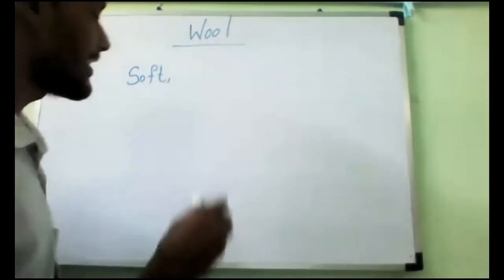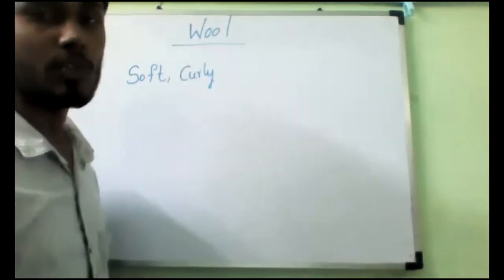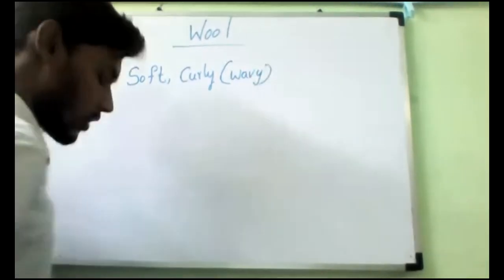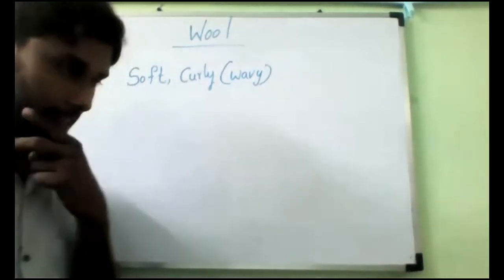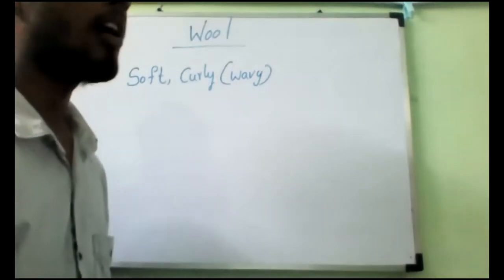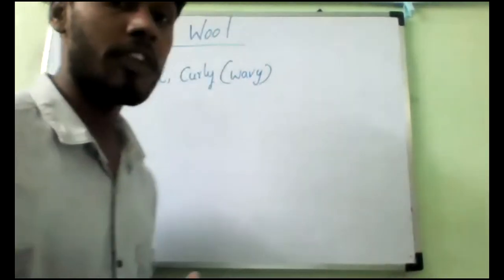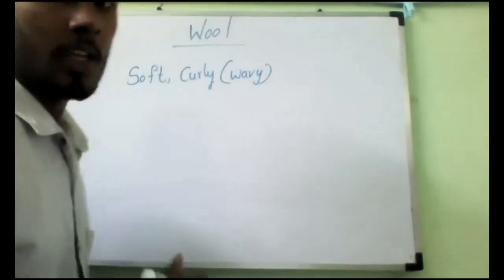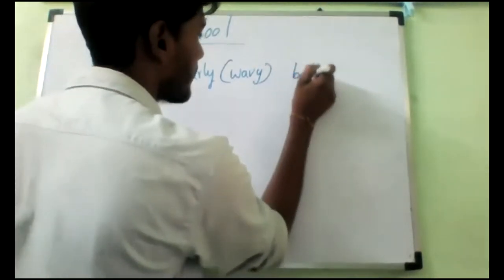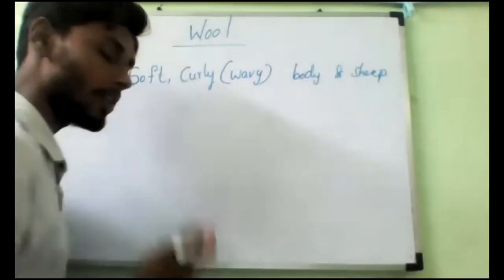Is it yes or no? It is curly hair. Curly hair is also called wavy. Remember, wavy is another name, vocabulary. So wool is a soft, curly hair which covers the body of a sheep. A curly hair which covers the body of a sheep is known as wool. Not only sheep, like animals.